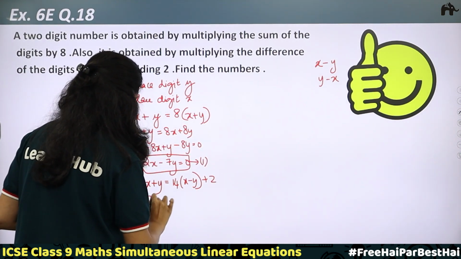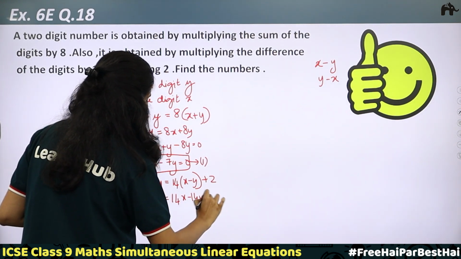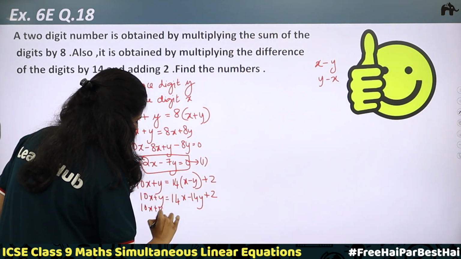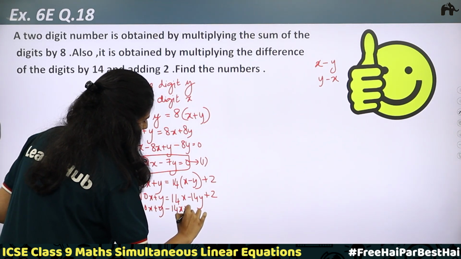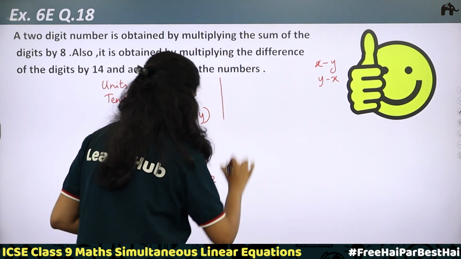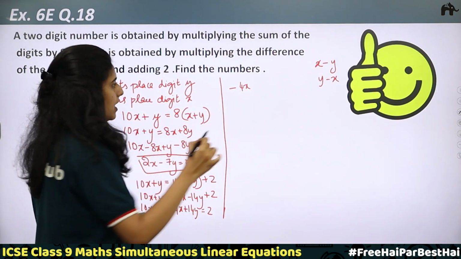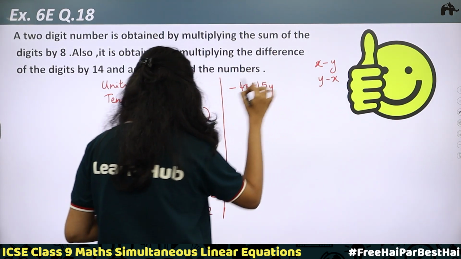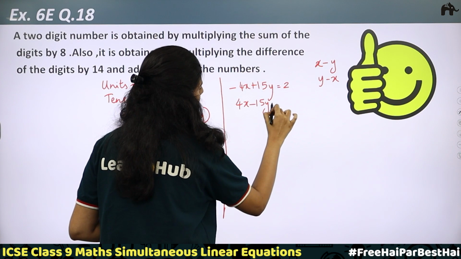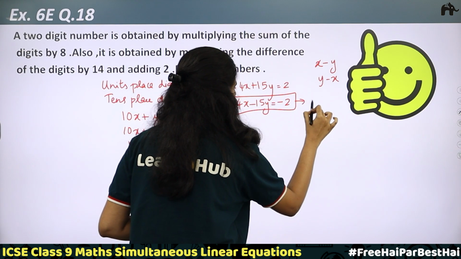So, 10x plus y is equal to 14x minus 14y plus 2. Okay, 10x plus y minus 14x plus 14y is equal to 2. 10x minus 14x is minus 4x, y plus 14y, that is plus 15y, is equal to 2, or 4x minus 15y is equal to minus 2. Okay, so this is the second equation.